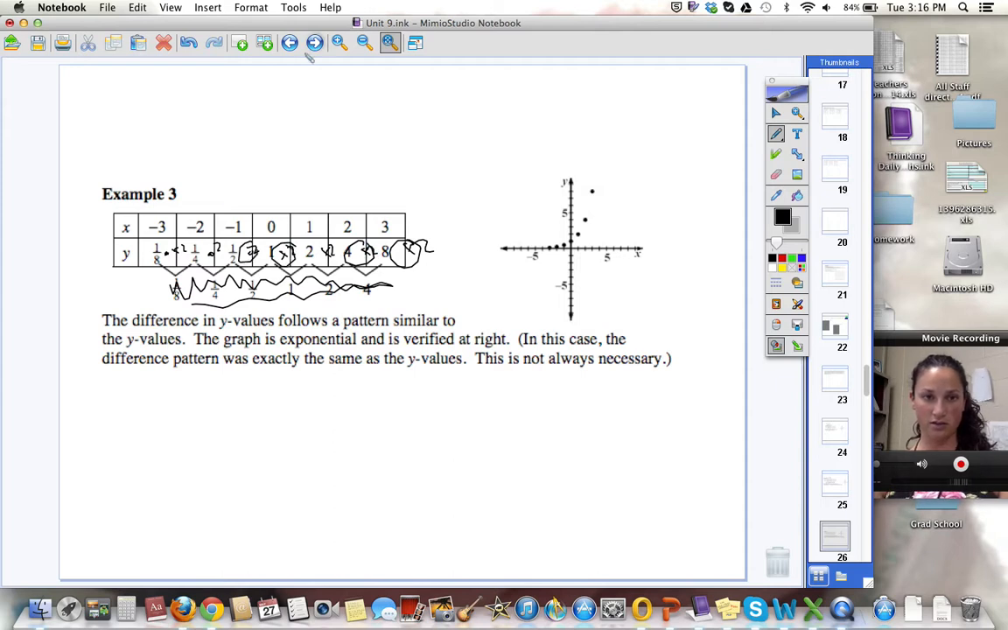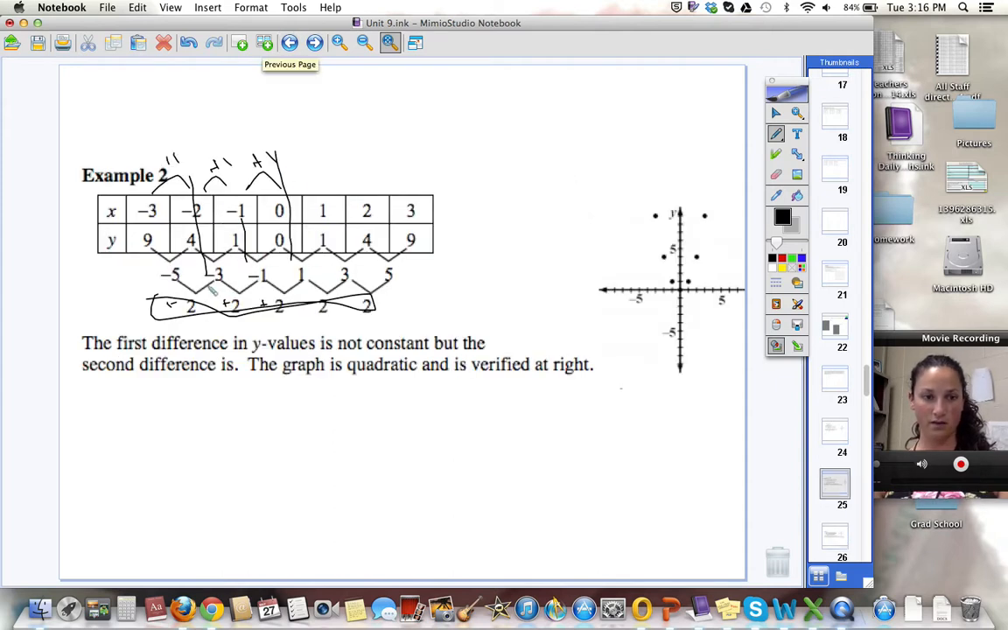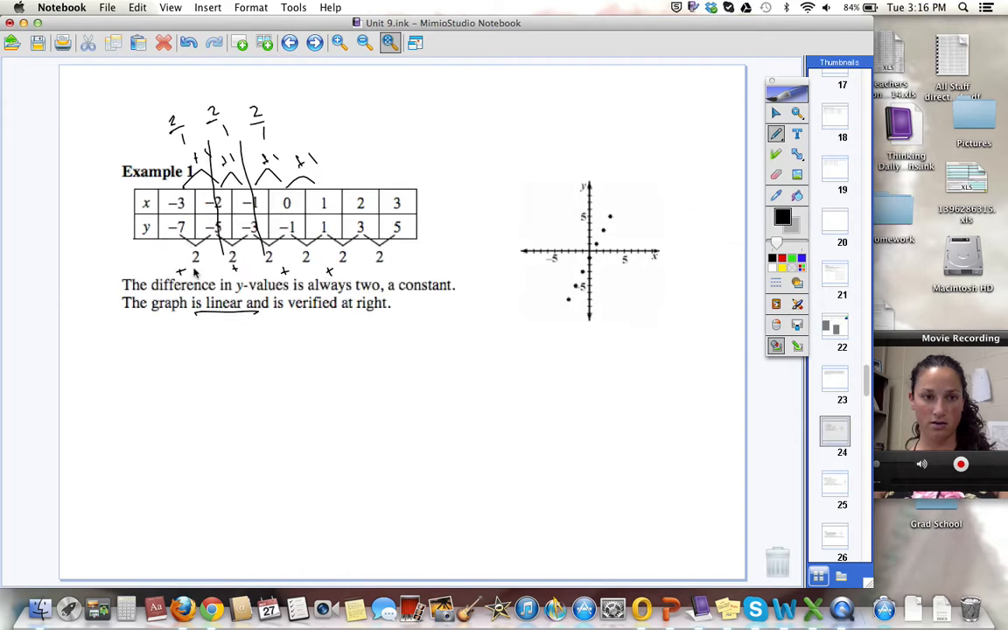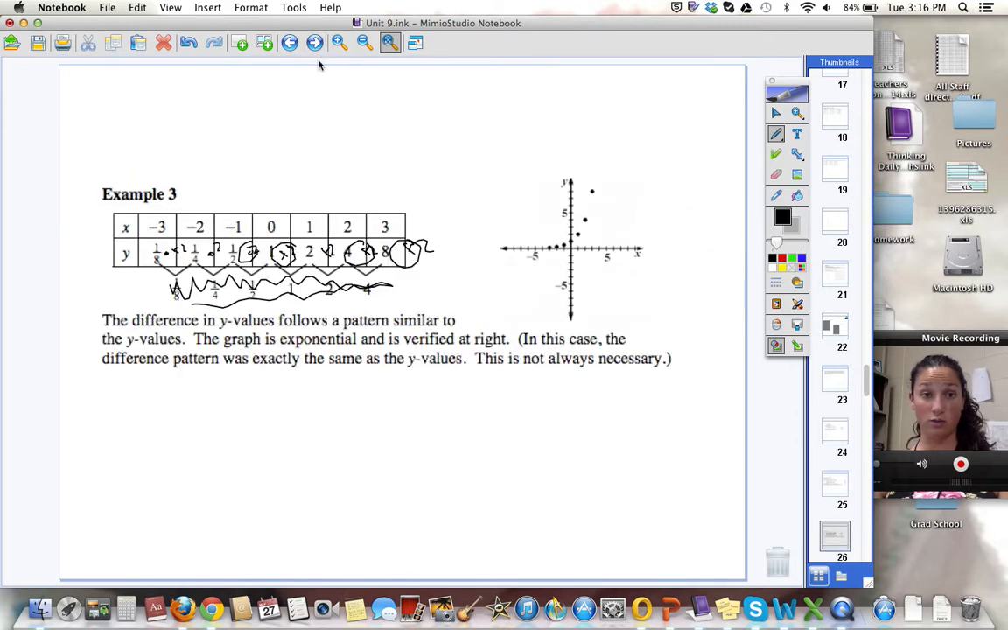The other ones, if we look back, are adding, adding. This is the only one that's being multiplied. So this has to be exponential. And do you see how it's like half of a parabola? So this one would be exponential.